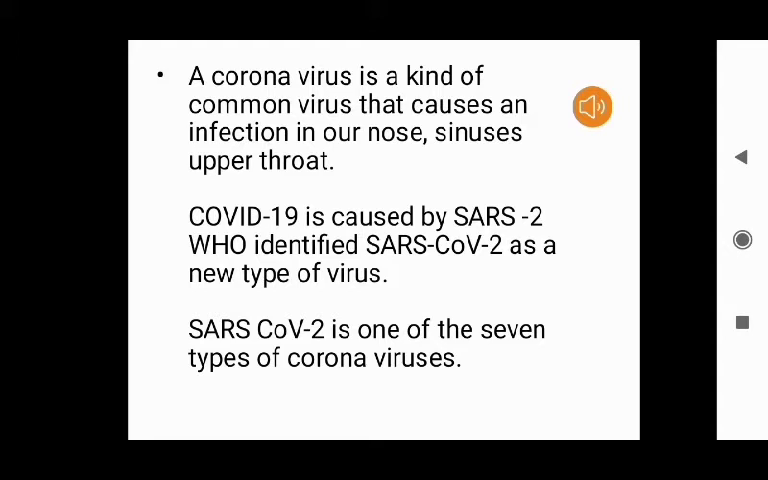SARS-CoV-2 is one of the 7 types of coronaviruses, including the ones that cause severe diseases like Middle East Respiratory Syndrome (MERS) and Severe Acute Respiratory Syndrome (SARS). The other coronaviruses cause most of the colds that affect us during the year, but are not a serious threat to otherwise healthy people.